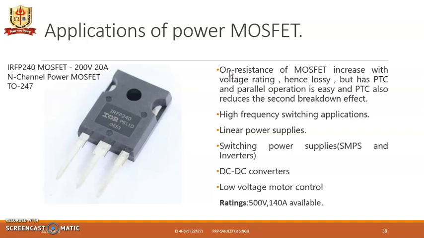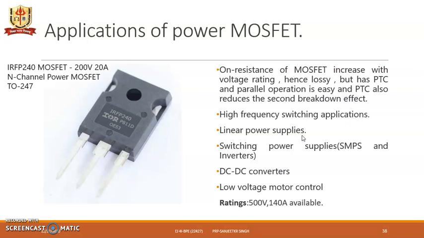Since the on resistance of MOSFET increases with the voltage rating, hence it is lossy, but it has PTC, positive temperature coefficient, and parallel operation is easier, and PTC also reduces the second breakdown effect. So therefore there won't be any secondary breakdown like in the power BJT. For high frequency switching applications, power MOSFET is suitable.